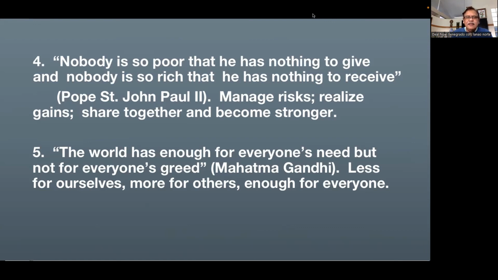Last, from Mahatma Gandhi, he said, the world has enough for everyone's need, but not for everyone's greed. As we said, less for ourselves, more for others, and enough for everyone.